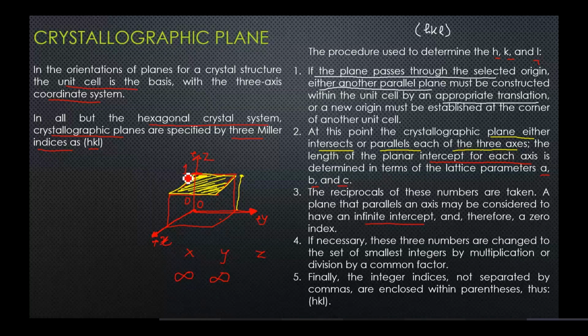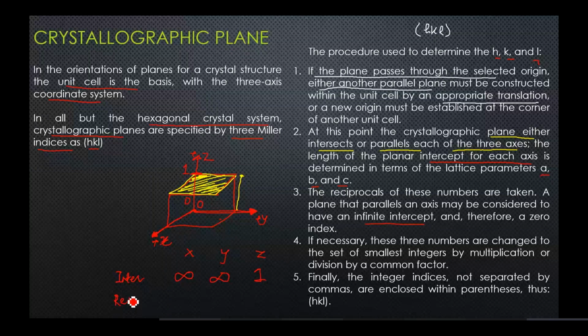This is termed as 1 since it's one complete unit dimension of the unit cell. Clear enough? Yes. So I'll write the intercept as 1. Is it clear? Yes, sir.